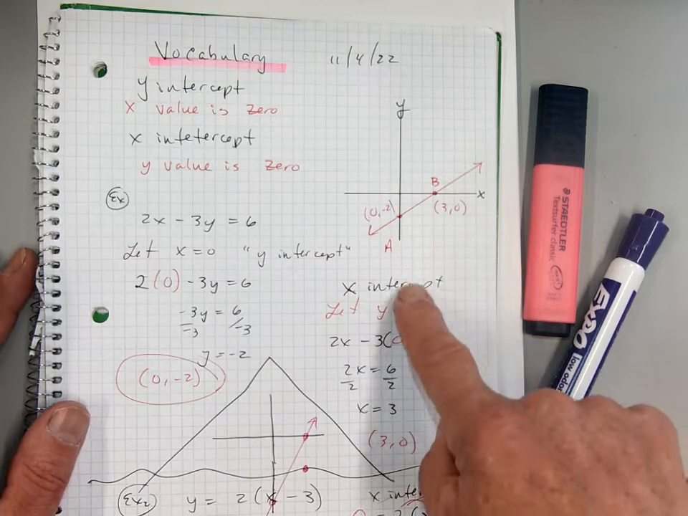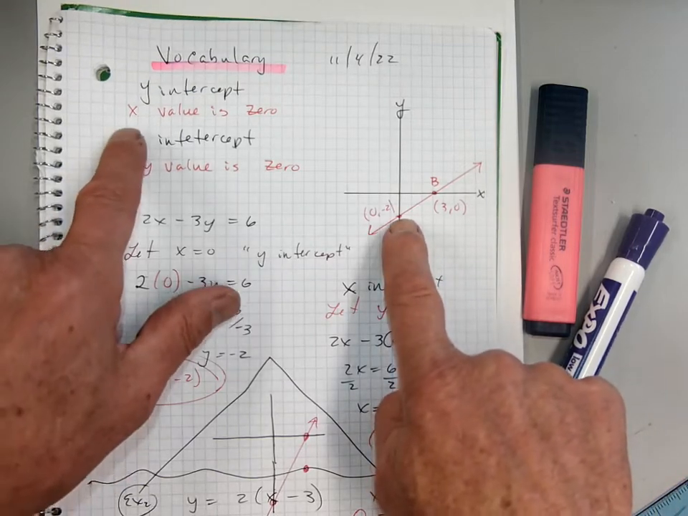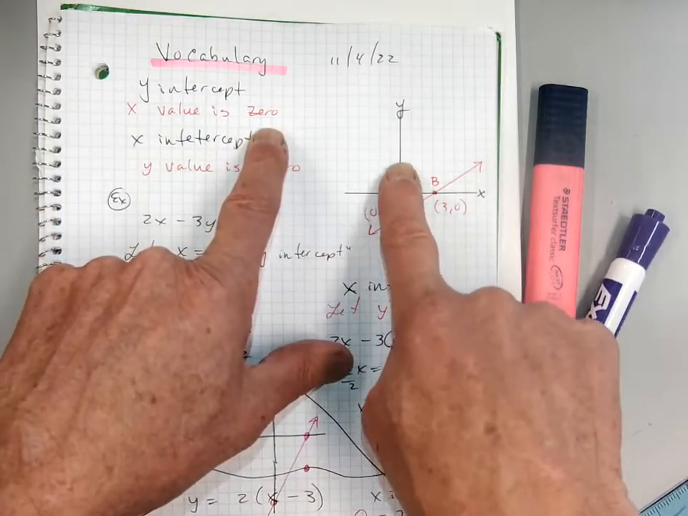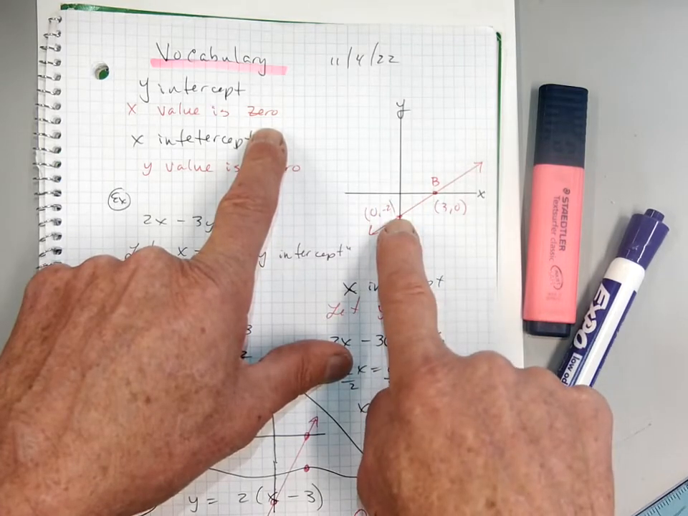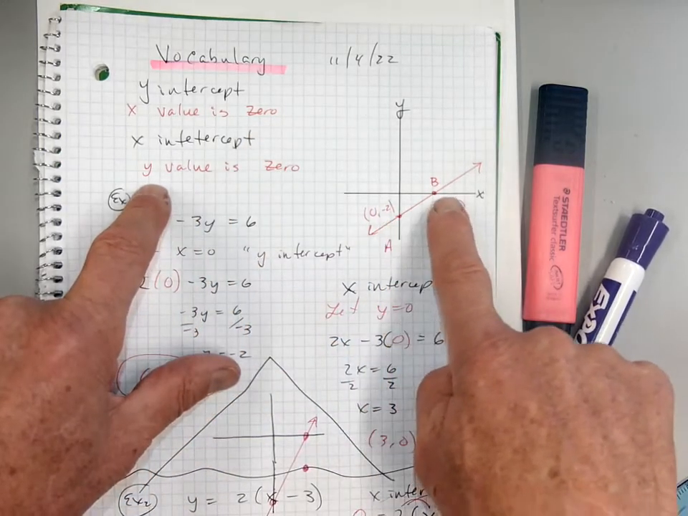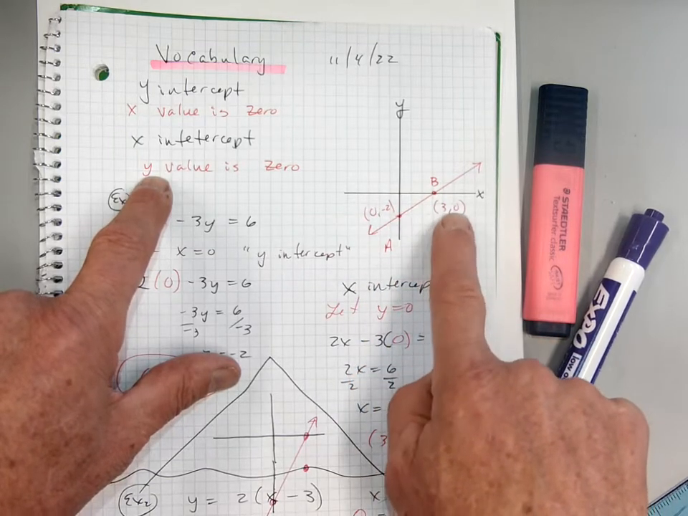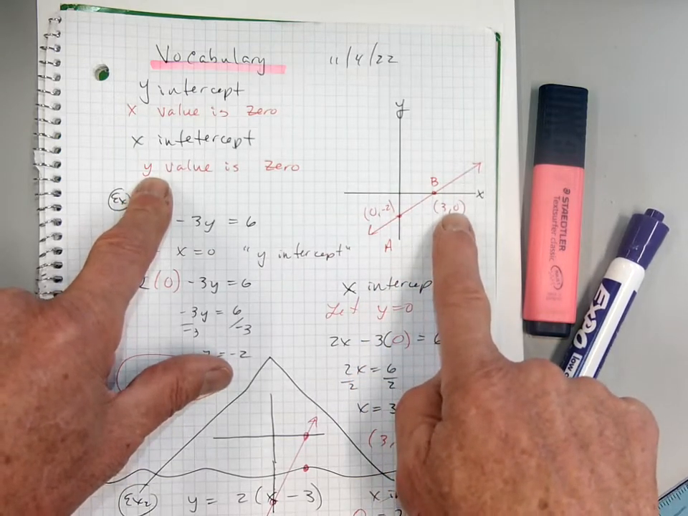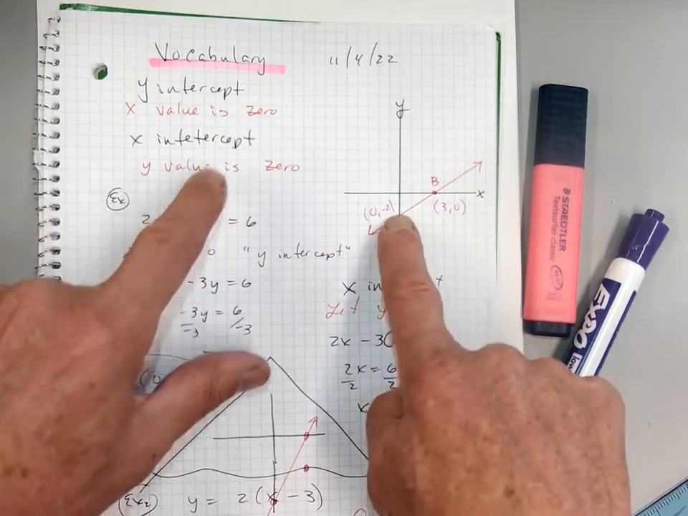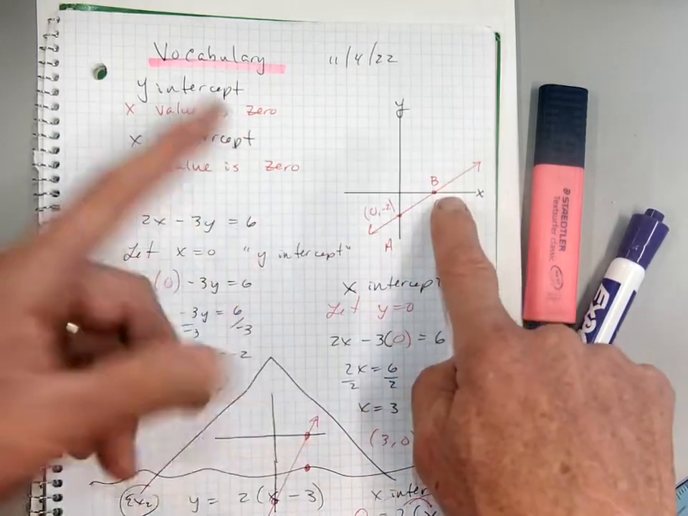To get a y-intercept, we let the x value be 0, because right here the x value is 0. And if we want an x-intercept right there, across the x-axis, we let the y value be 0. So if x is 0, we get the y. If y is 0, we get the x. So I showed an example.